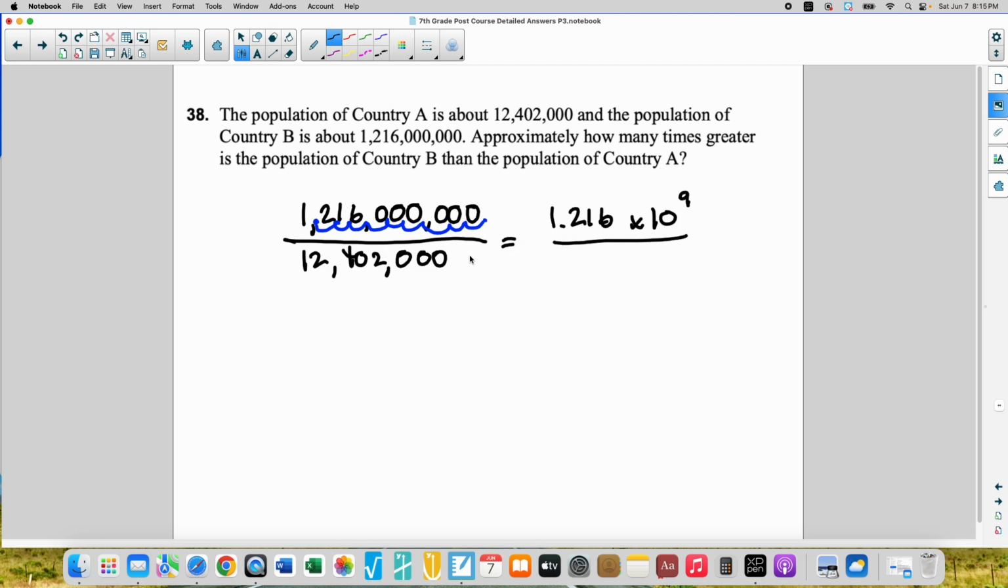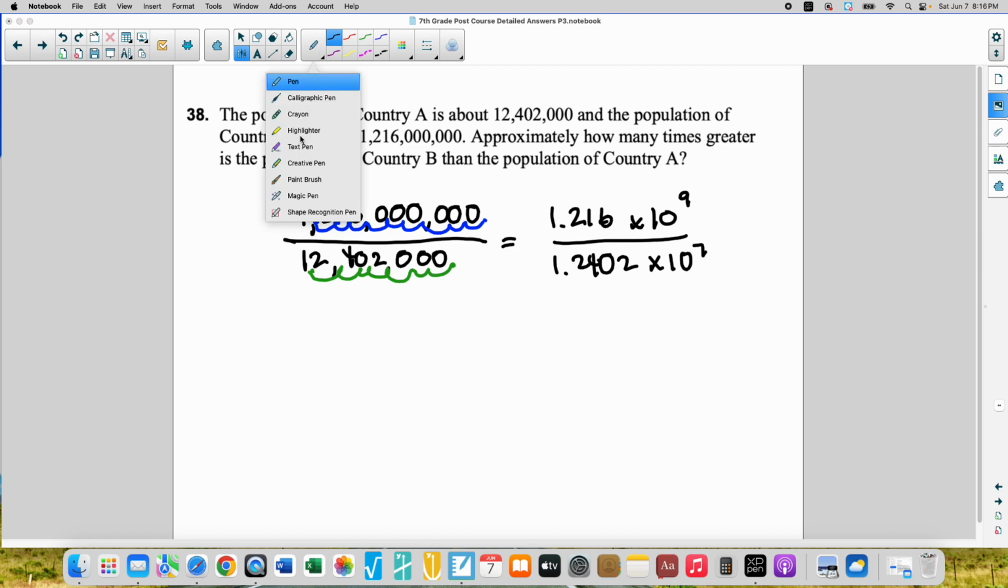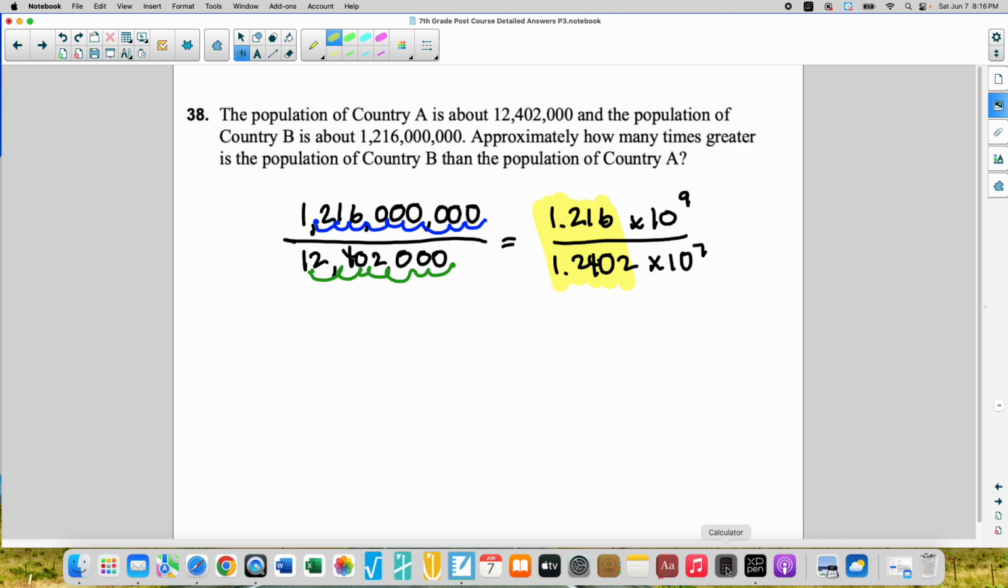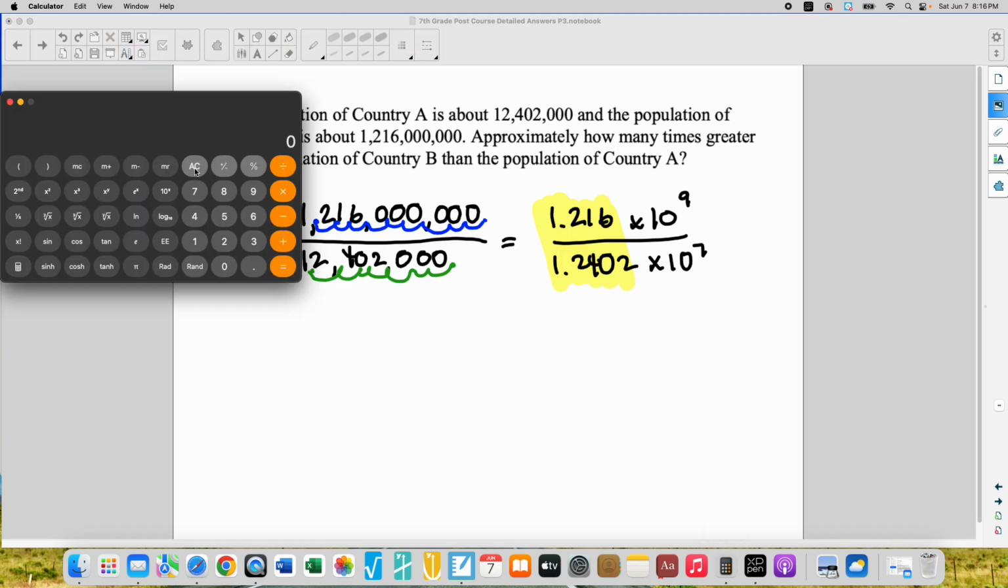And then we divide it by, we're going to move this decimal point. It starts here. We go 1, 2, 3, 4, 5, 6, 7. Now it is between 1 and 10, so 1.2402 times 10 to the 7th. Okay, when we divide scientific notation, we're going to divide the coefficients, we're going to divide the numbers, and we're going to see what we get. And we can use a calculator for this just to help us simplify.